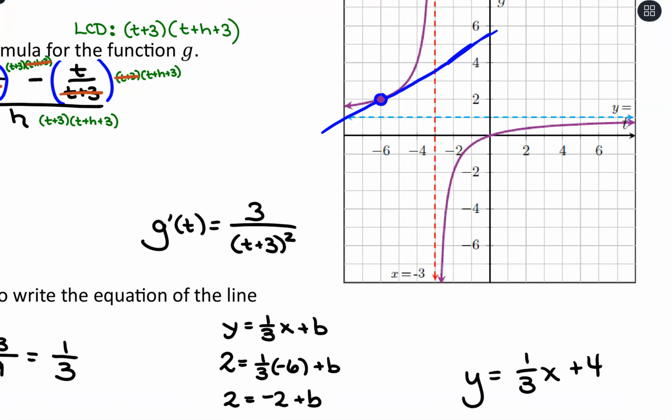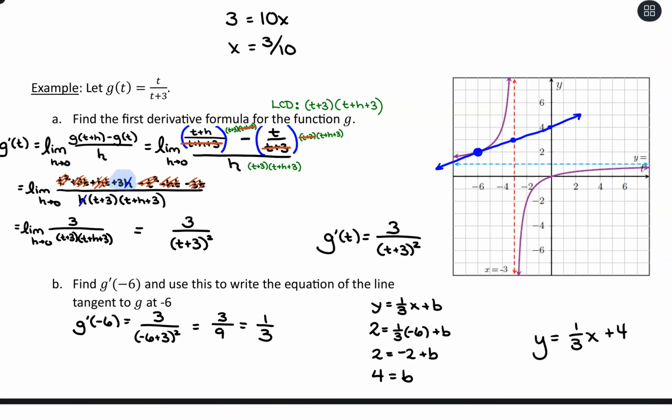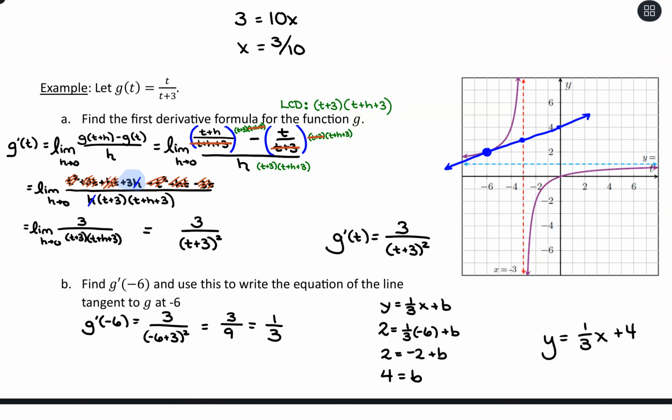So I was a little off there with drawing my tangent line, but now I could draw it exactly here. So we're at 4, and then a slope of 1/3 would look something like this, which looks really good to me. So there we go. So there's our property for rational functions. You want to use that least common denominator.